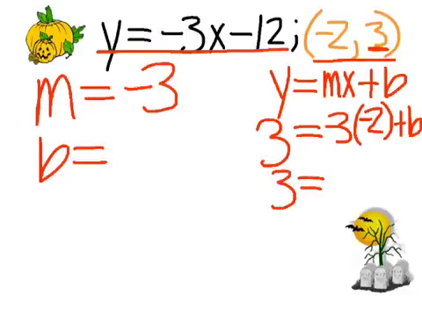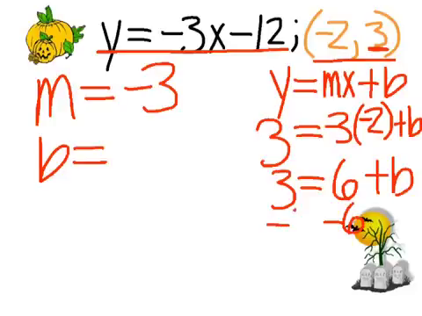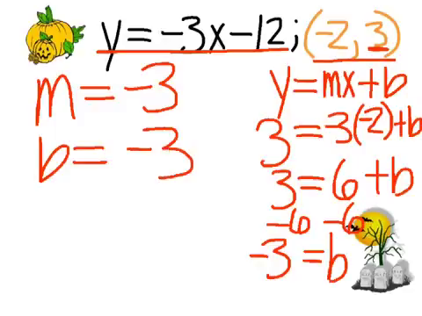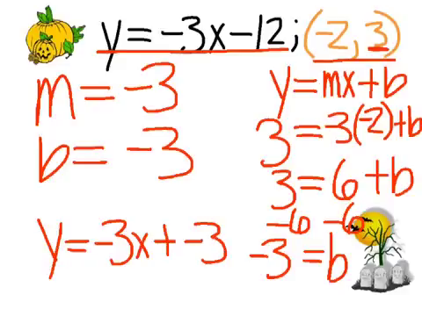-3 times -2 gives 6, so 6 plus b. Subtracting 6 from both sides, 3 minus 6 gives us -3, so our y-intercept is -3. What's our final answer? y equals -3x plus -3. Yes, good.